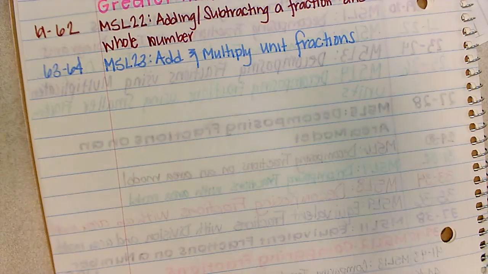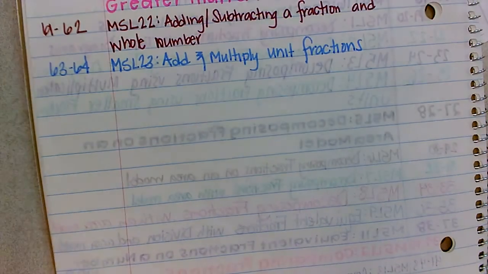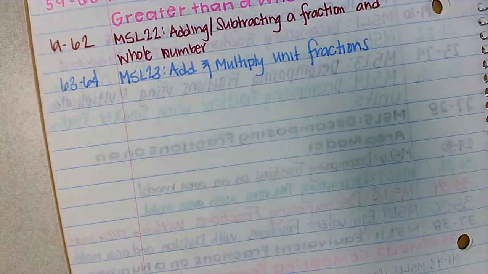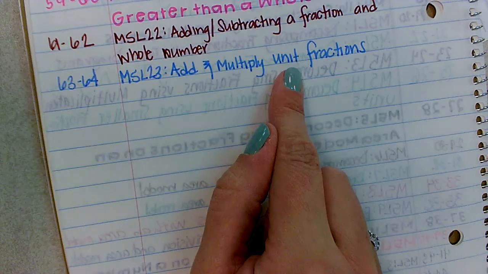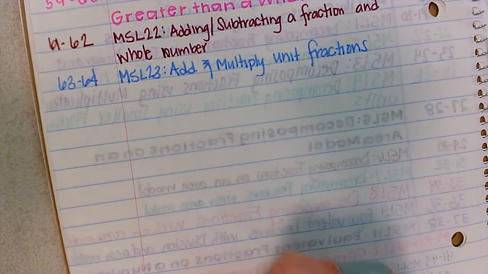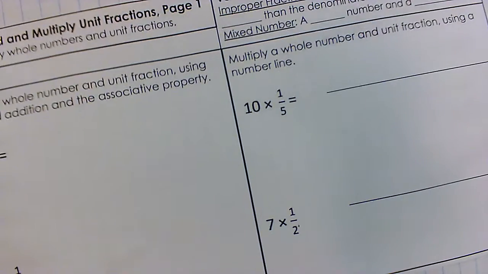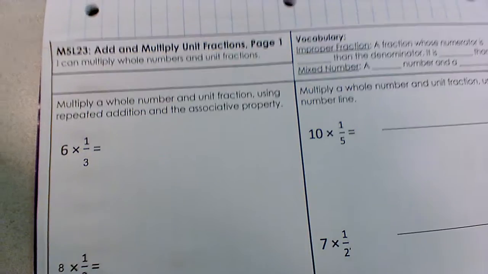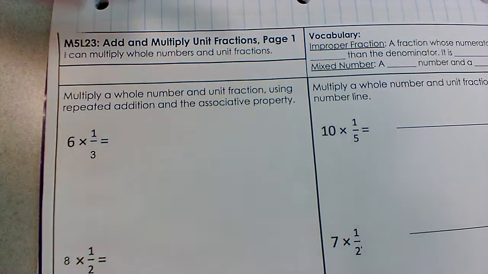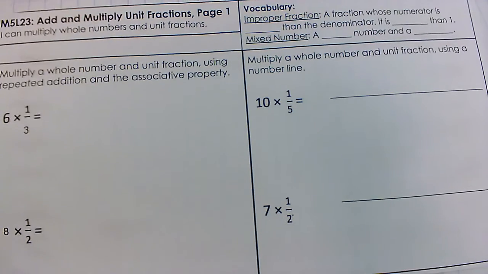Fourth graders, we are ready for our math lesson today, and we are on Module 5, Lesson 23, and we are going to be adding and multiplying unit fractions. So when you're ready, you can flip to your notes for today from your table of contents, and we will see our objective says, I can multiply whole numbers and unit fractions, just like our title implies.